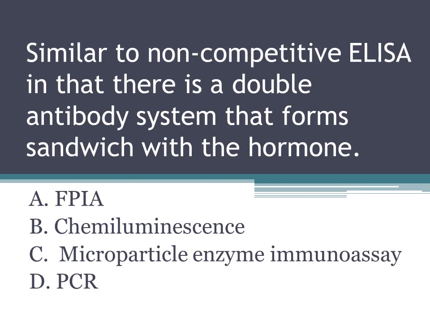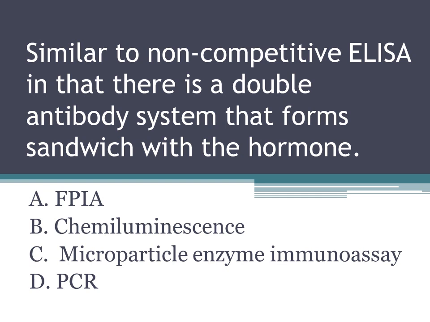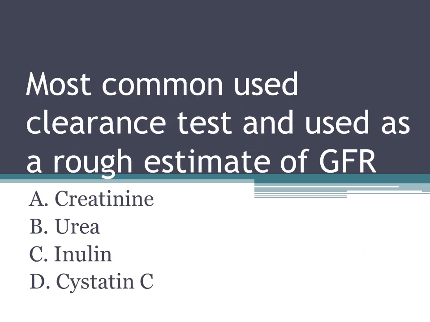Next, similar to non-competitive ELISA in that there is a double antibody system that forms sandwich with the hormone? A. FPA, B. Chemiluminescence, C. Microparticle enzyme immunoassay, D. PCR. So the answer for this is letter C. Microparticle enzyme immunoassay.